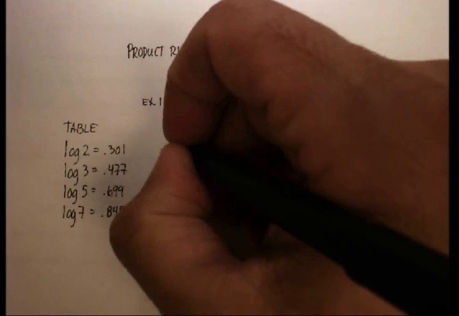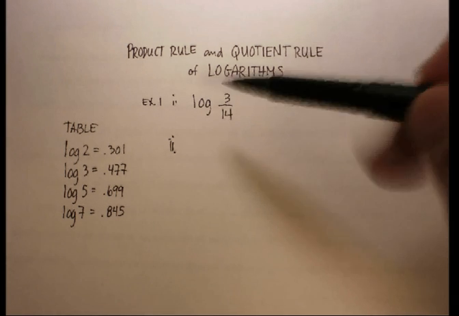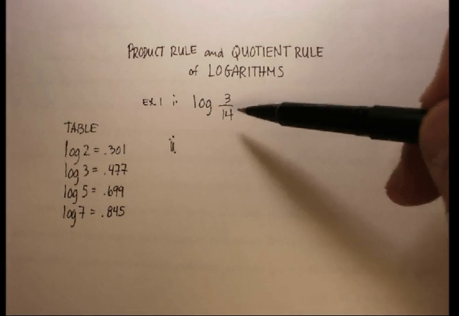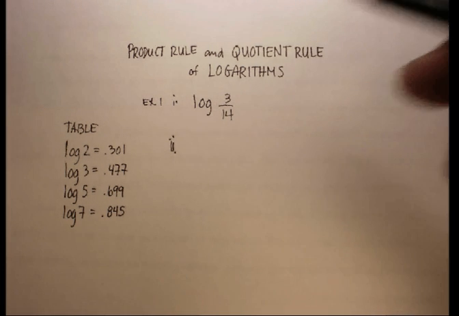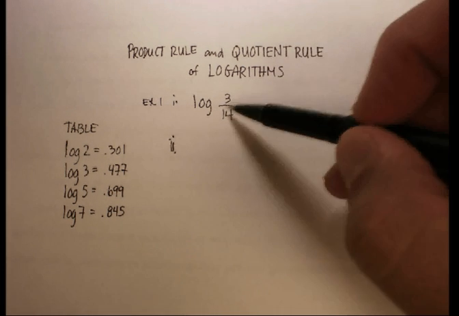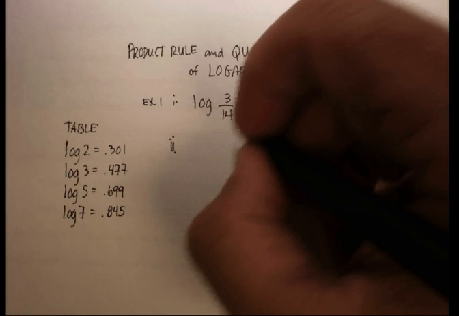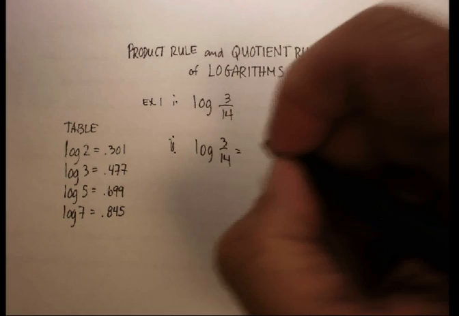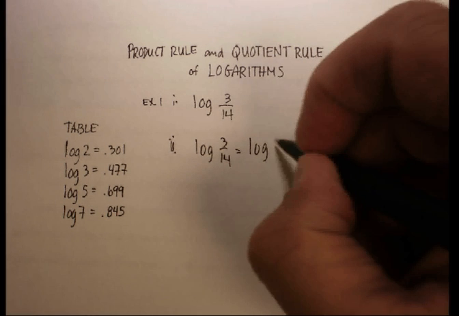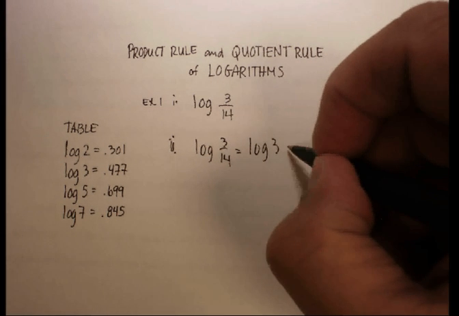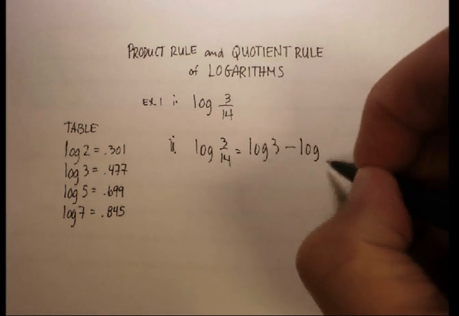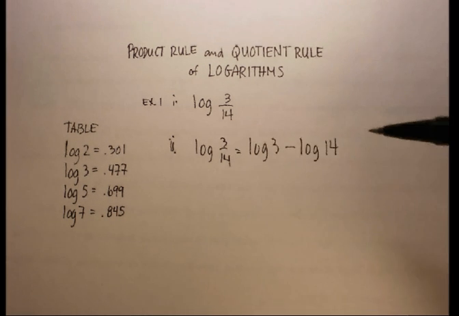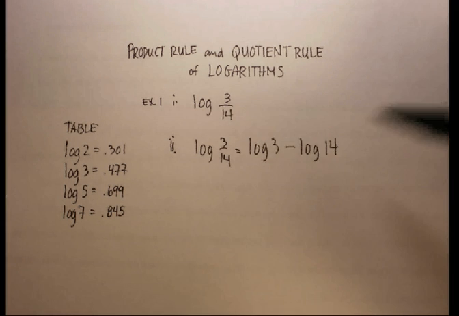So we'll call this our first step. What's our second step? Well, what I'm noticing right off the bat is that this is a quotient, right? It's log base 10 of 3/14. So I'm going to use the quotient rule to unpack this. I'm going to say log base 10 of 3/14 is the same thing as saying log base 10 of 3 minus the log base 10 of 14. So I've given the numerator minus the denominator. Remember, that's how you unpack that.